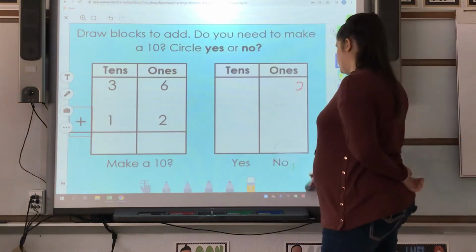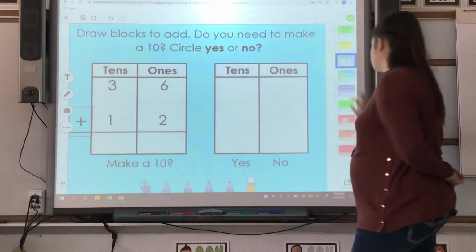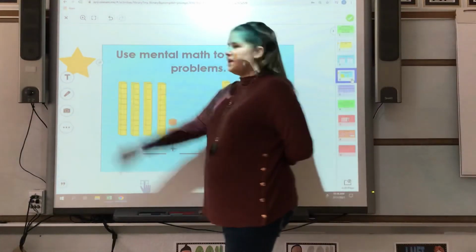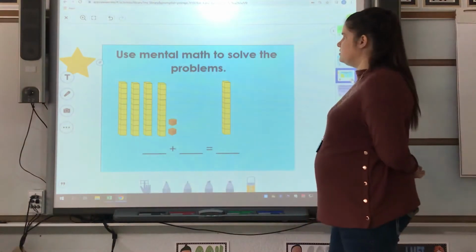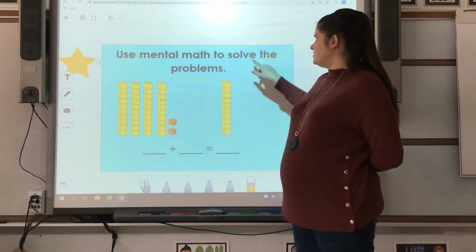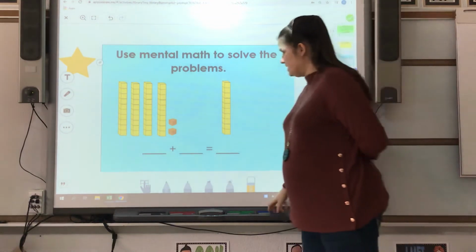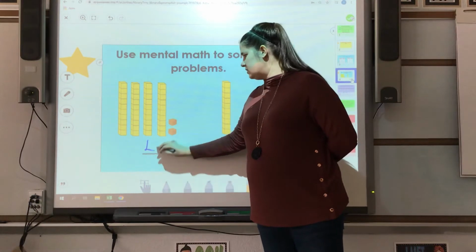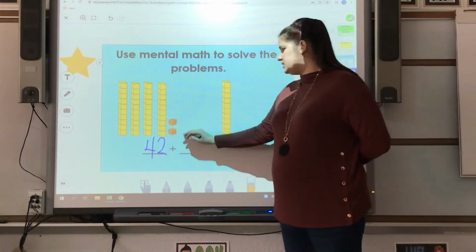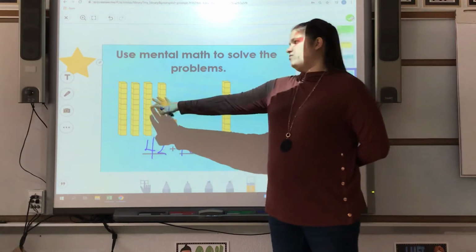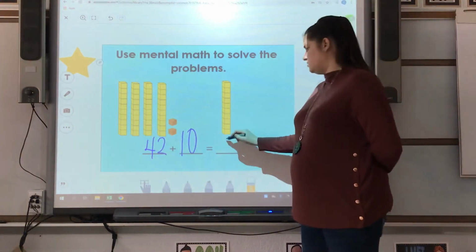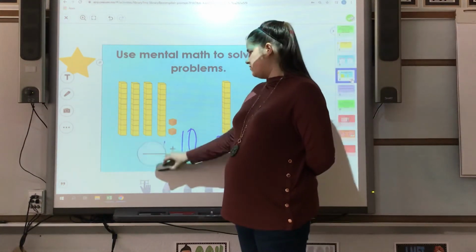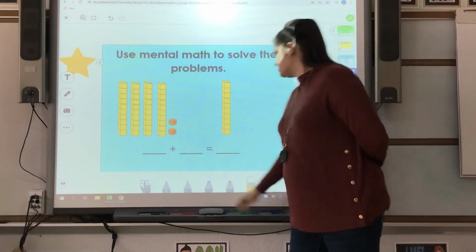That is a good strategy to use when solving addition equations. This next one, there is a video over here. If you would like to watch the Brain Pop video, you can do so on your own. Use mental math to solve the problems. I need to count my tens and ones. 10, 20, 30, 40, 41, 42. Plus 10, so 42 plus 10, 42, 52. Simple and easy. The picture's already there for you. All you need to do is solve.